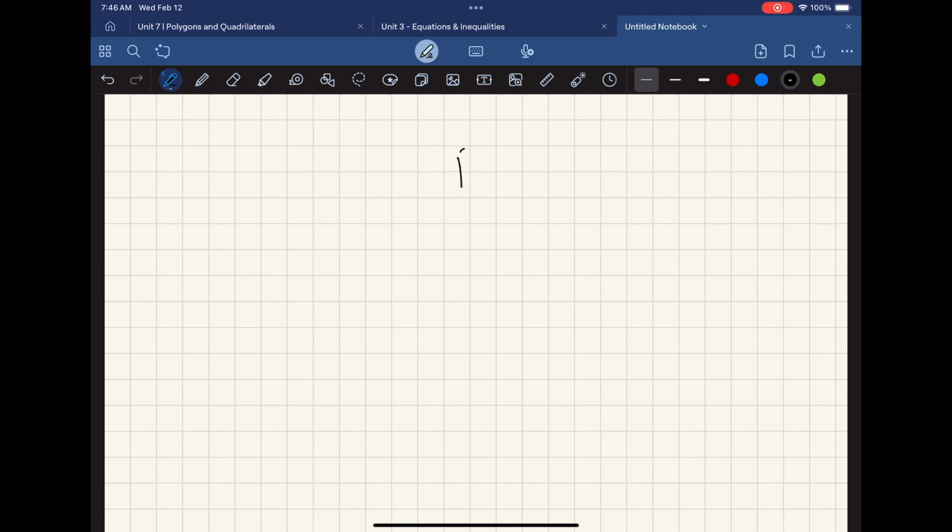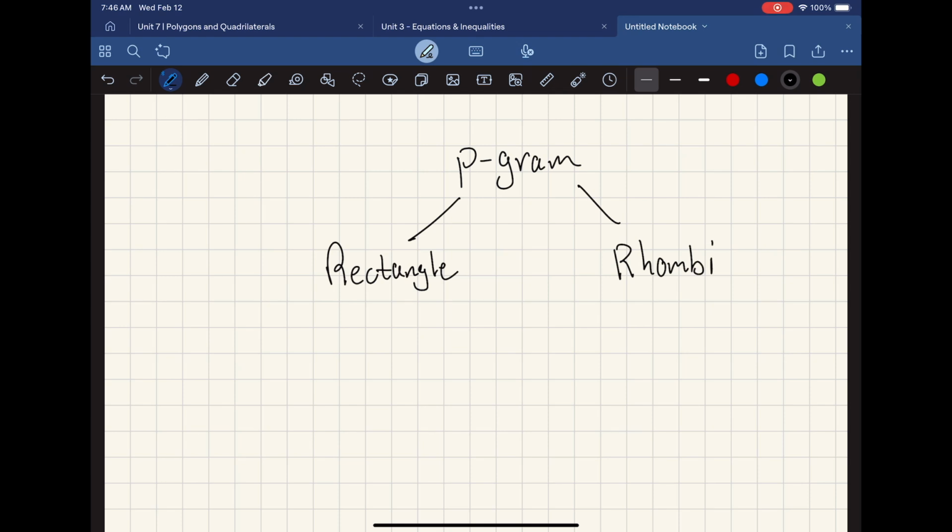You've got your parallelogram, right? And then one of the kids of a parallelogram is your rectangle. Now a different kid of parallelograms is going to be rhombi. A rhombus does not do all the things that a rectangle does. In fact, it does none of the things a rectangle does. However, a rhombus does do all of the things that a parallelogram does.